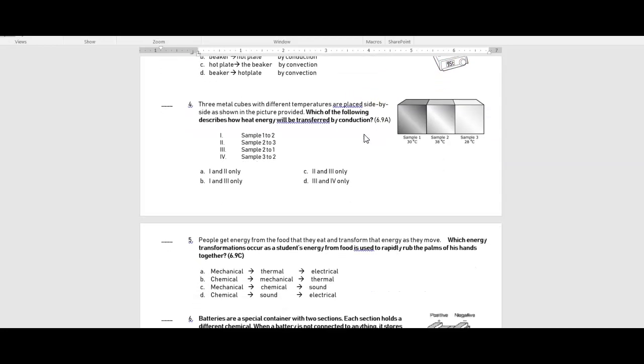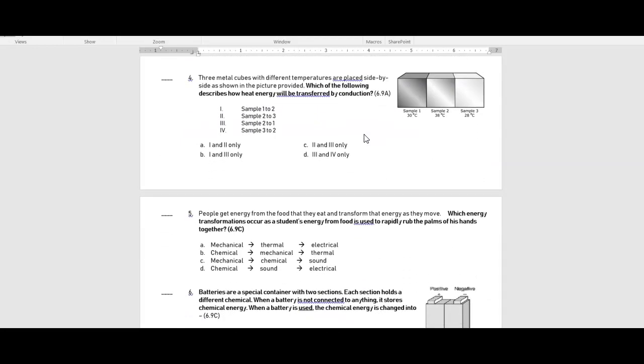Okay, number 4. Three metal cubes with different temperatures are placed side by side as shown in the picture provided. Which of the following describes how heat energy will be transferred by conduction? Okay, so we have sample 1, 30 degrees, sample 2, 38 degrees, sample 3, 28 degrees. So here we have the hottest one, the coldest one, and a cool block, something in between.